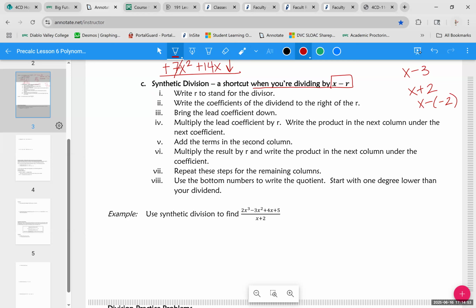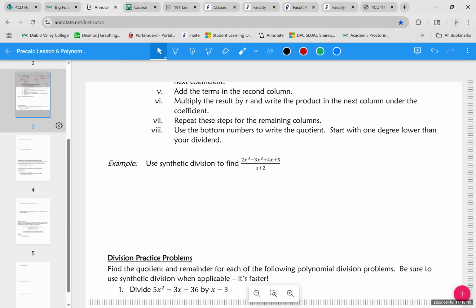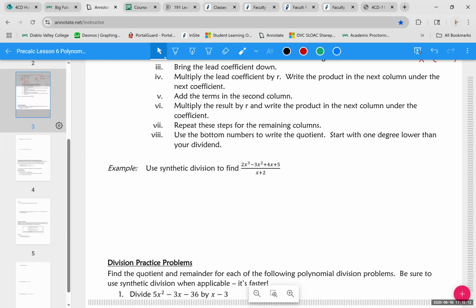So if you are dividing by that type of form, a binomial that starts with an x and is plus or minus a number, then you can apply synthetic division. And synthetic division is really kind of a little bit weird. So once again, I'm going to do the same problem. I'm going to show you what synthetic division looks like, and then we will look at the words.